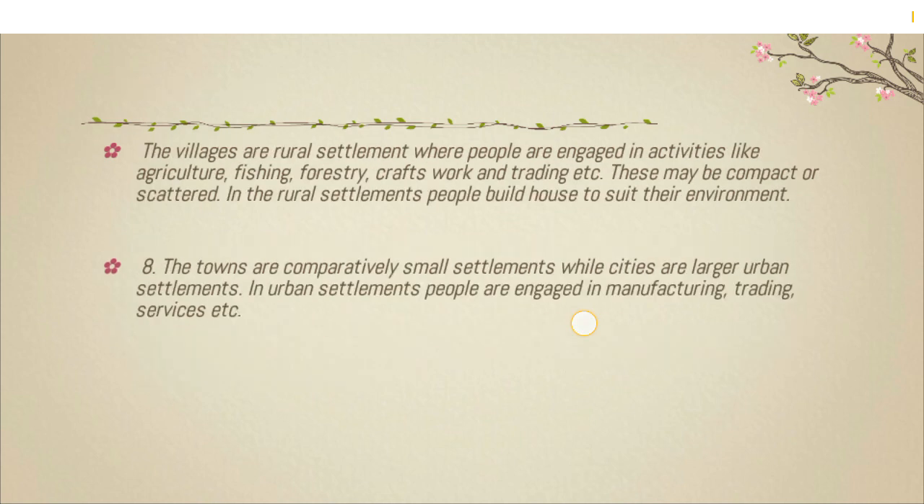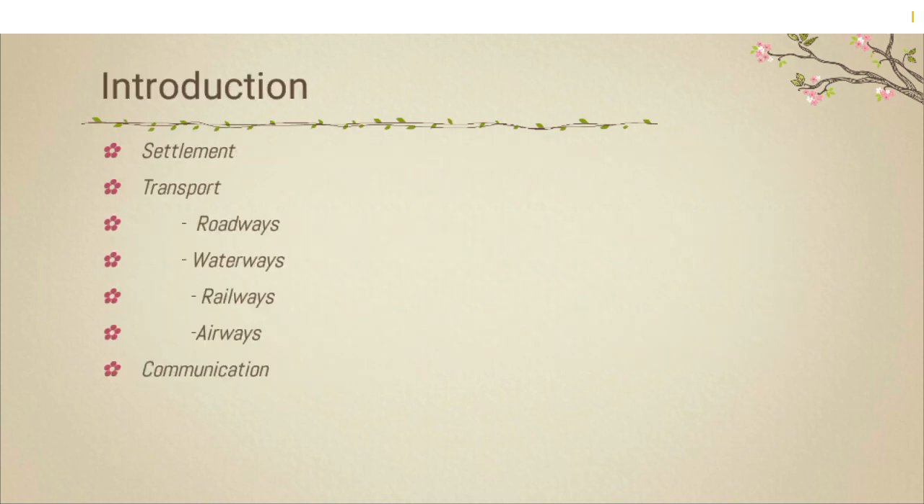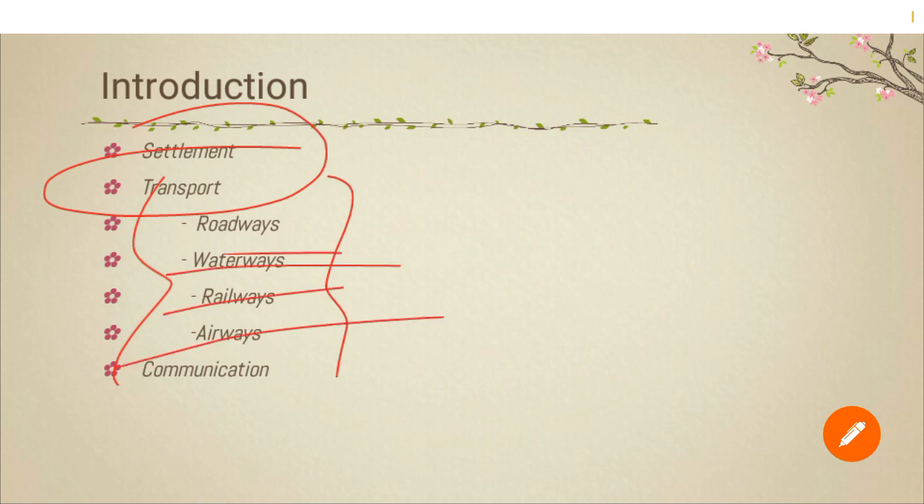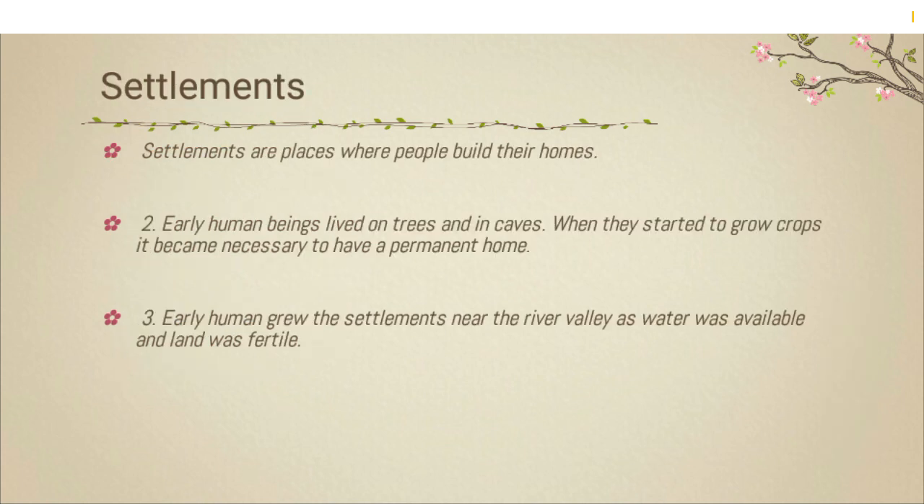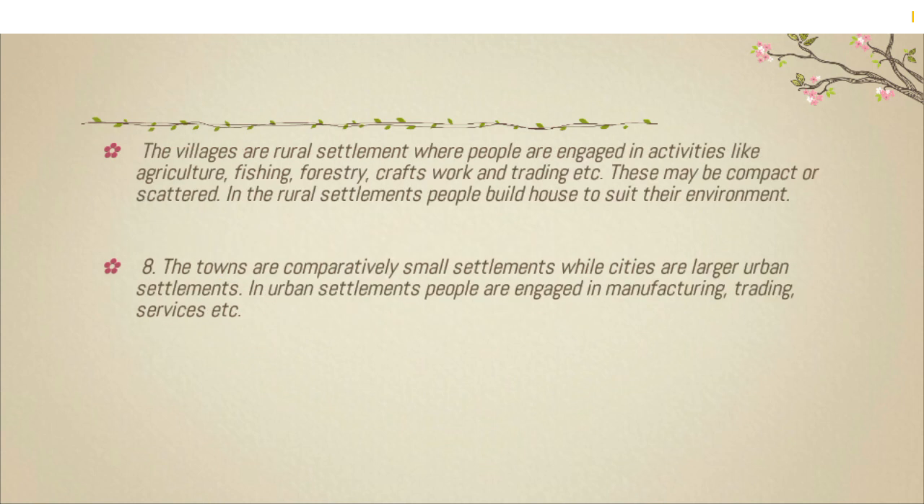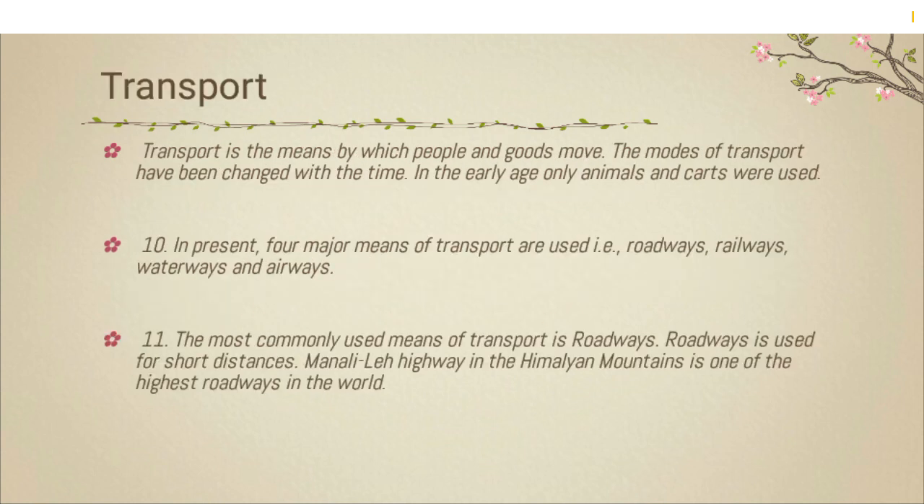So in the introduction part, we saw that in transport there are four transportations which we are going to study: roadways, waterways, railways, and airways, and then we are going to study about communication. So let's read what is transport. Let's see what is transport and roadways, railways, waterways, and airways. We're going to see. So what do you mean by transport?